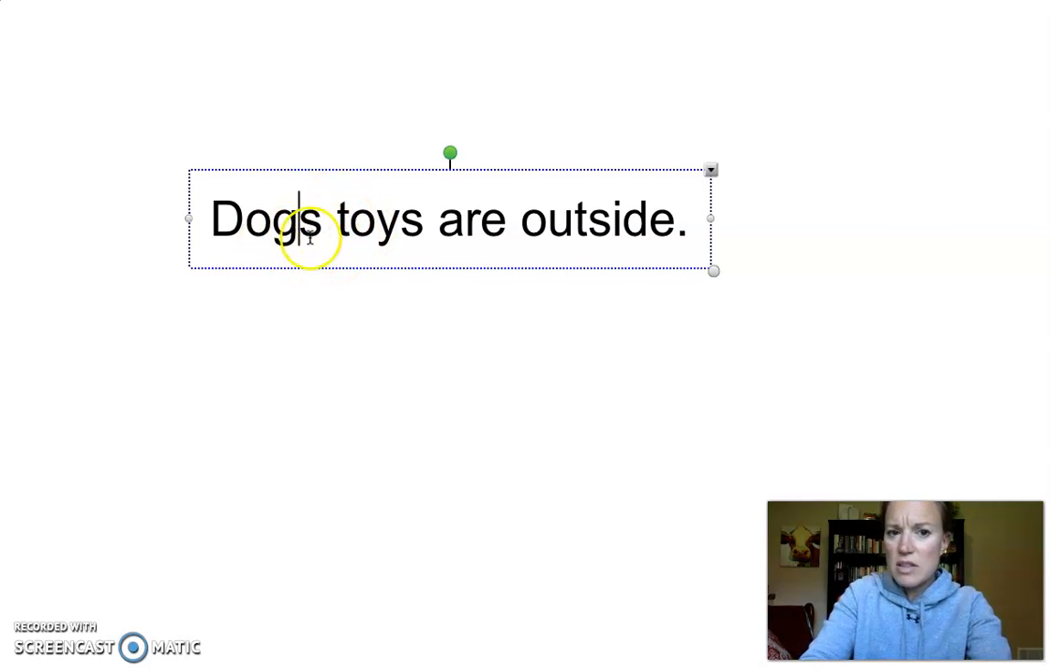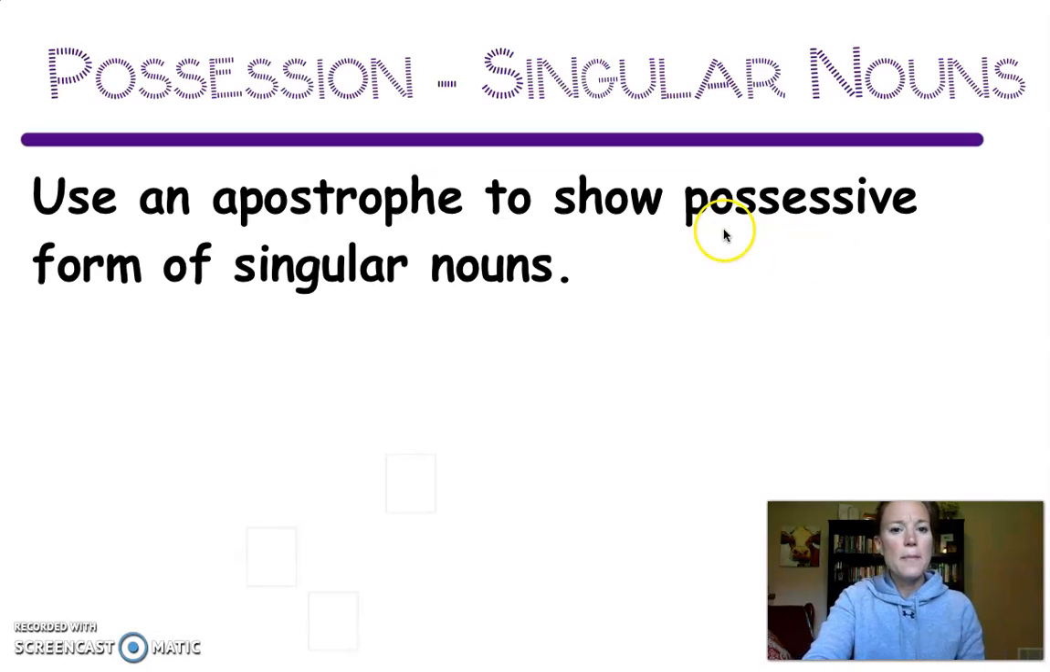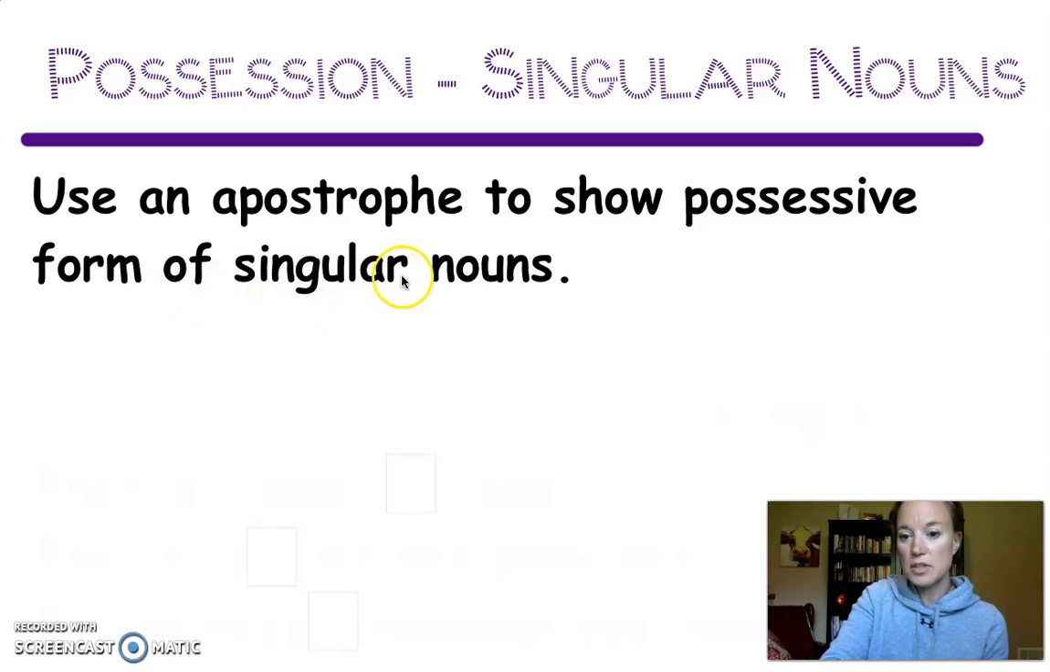If I just leave it this way, it looks like I have more than one dog. But no, that's not what I'm trying to say. I'm trying to say that those toys belong to my dog. And so I have to use the apostrophe to show possession, my dog's toys. Let's go back to this slide. Use an apostrophe to show possessive forms of singular nouns. Singular, so I only had one dog, right? I add the S to that singular noun to show that my dog owns the toy.